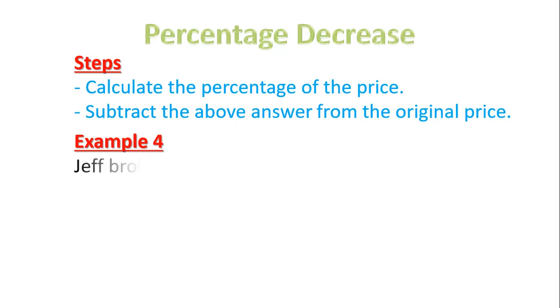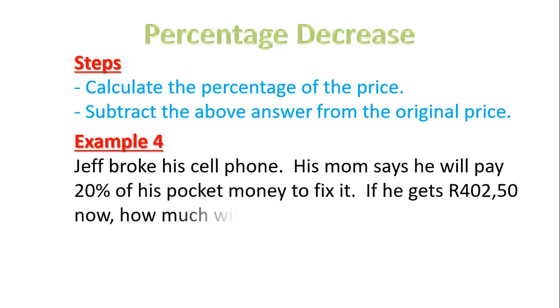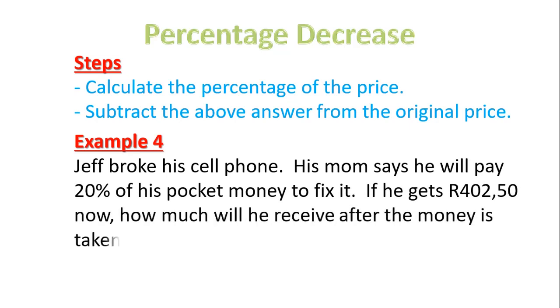Example 4. Jeff broke his cell phone. His mom says he will pay 20% of his pocket money to fix it. If he gets 402 Rand and 50 cents now, how much will he receive after the money is taken off?